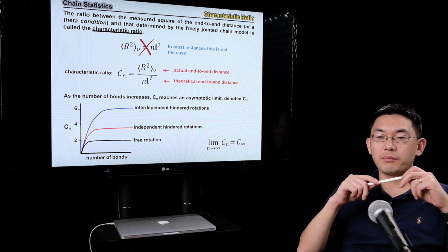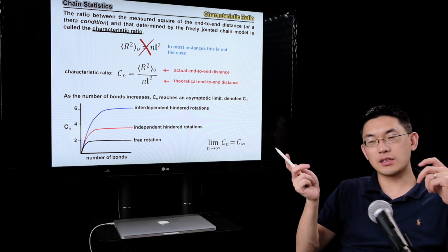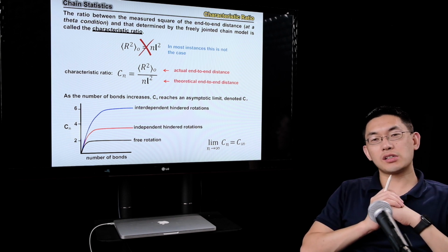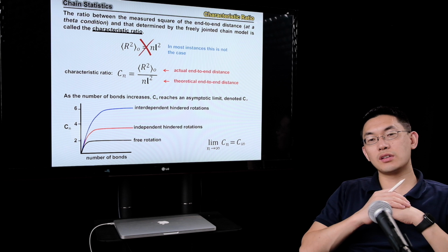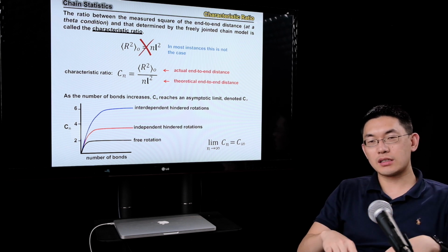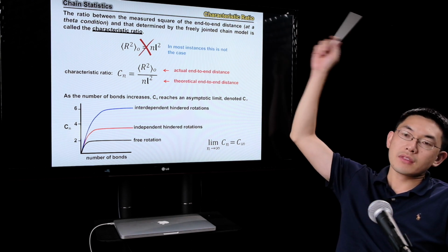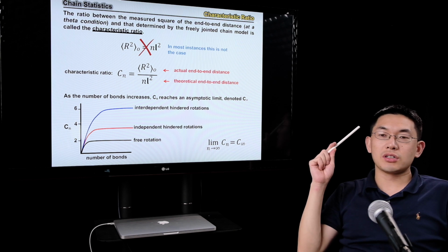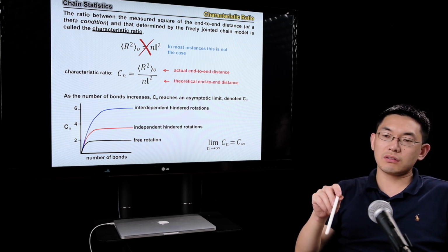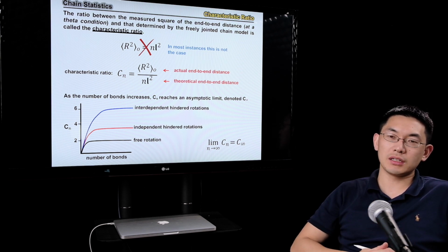So instead of using the 1 plus cosine theta divided by 1 minus cosine theta, and multiplying the similar term using the phi angle, we can now include all these into one parameter. This parameter is what we're going to discuss in this slide. It's called the characteristic ratio. So what is a characteristic ratio? In simple layman's language, the characteristic ratio describes the degree of expansion of your polymer chain.